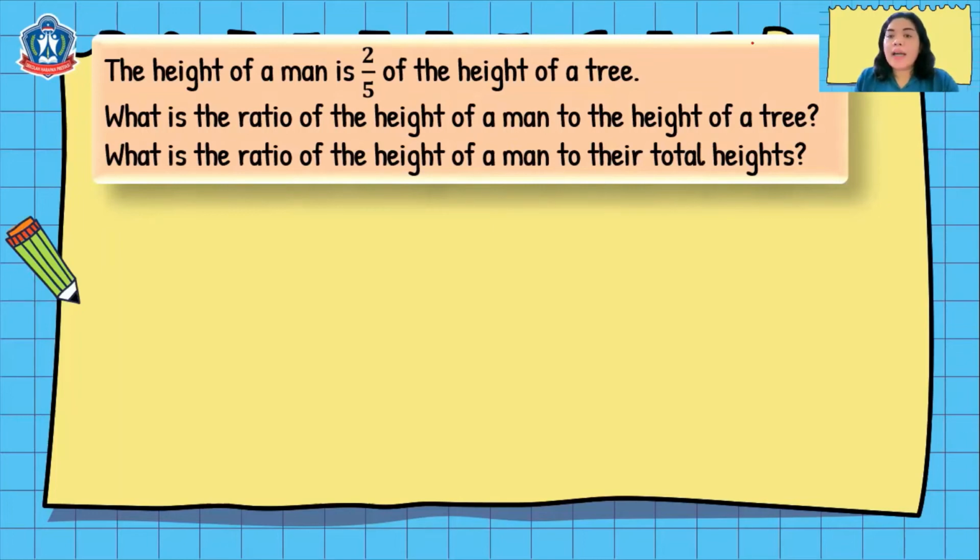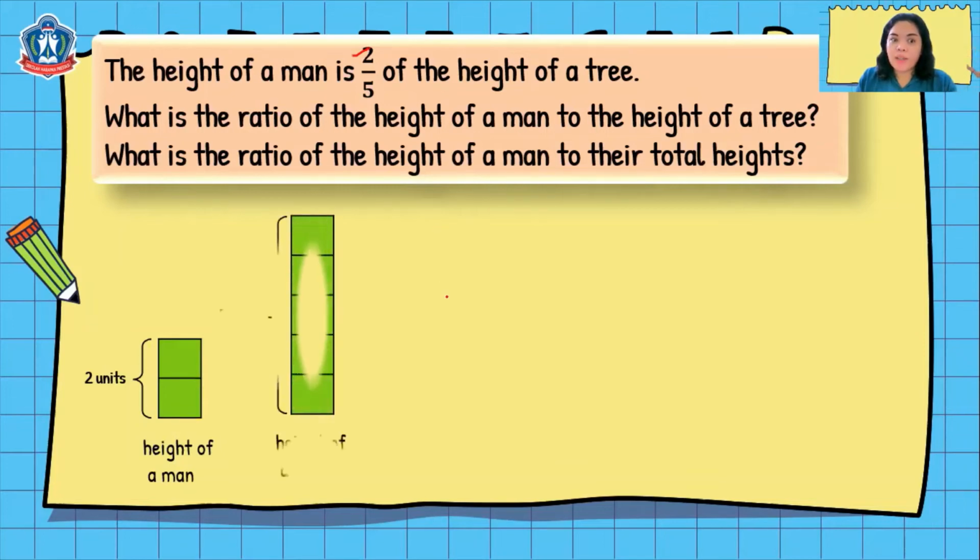So to find the height of a tree, let's use a bar model. So we have 2 units, that is the height of a man because we have 2 parts, right? So the height of a tree means the full one, the one whole, and that is 5 units. See, man is only 2/5, so man is only until here. Therefore, the height of a tree is 5 units.